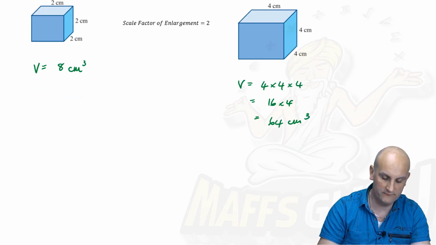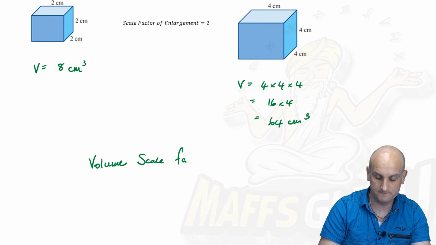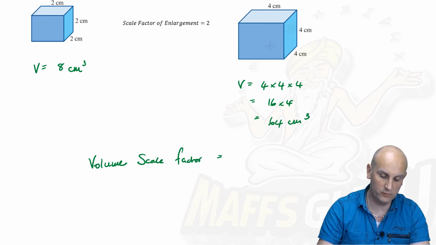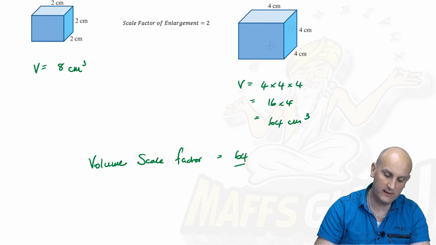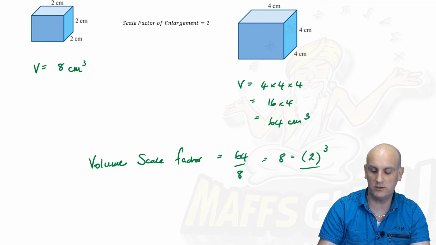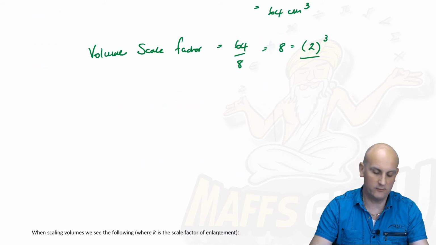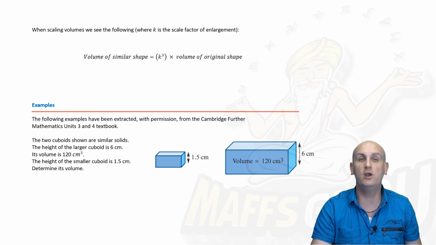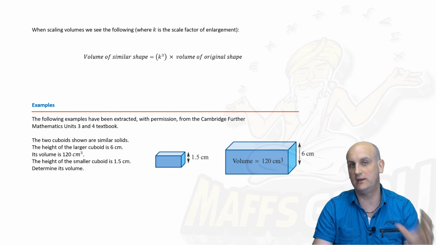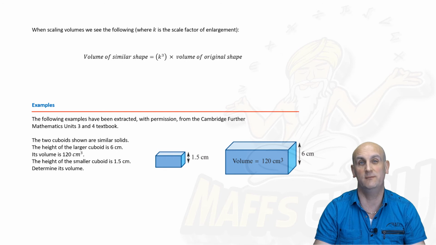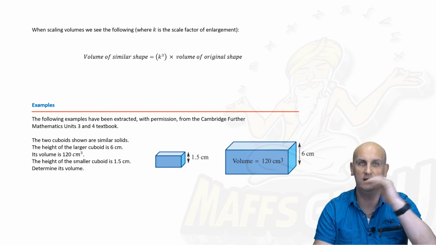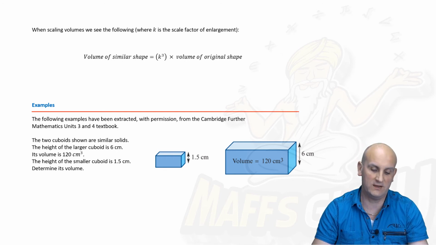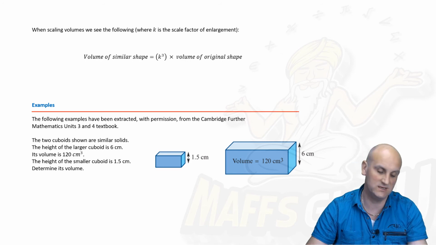And if I look at my volume scale factor, what do we have? We have 64 on 8, which is 8, which just so happens to be 2 cubed. So, like we've done earlier, when scaling volumes, we see that the following is true. The volume of a similar shape is k cubed. Now, as I said at the start, volume is three-dimensional, so it gets stretched that way, and that way by a factor of k each time. So k times k times k, which gives me k cubed.